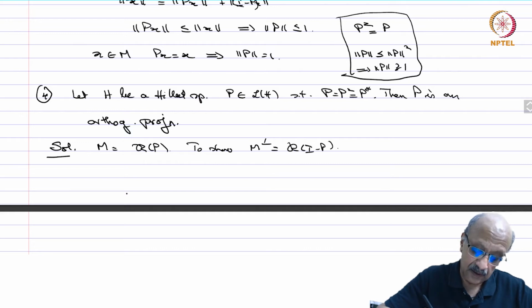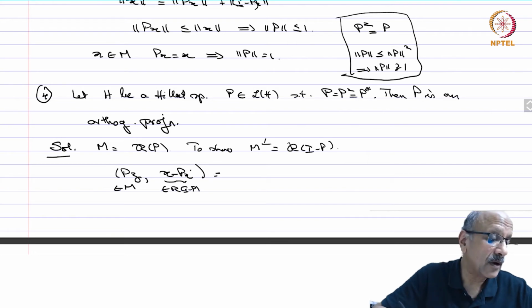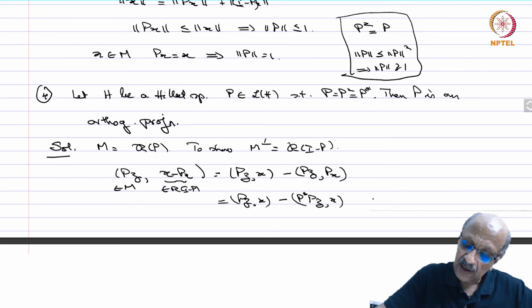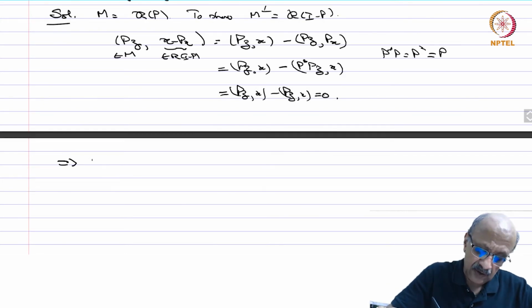Okay, so let us take Pz, which is in M, so this belongs to M, and x minus Px. So this belongs to range of I minus P, and see what the inner product is. So this is equal to (Pz, x) minus (Pz, Px). So that's equal to (Pz, x) minus (P star Pz, x), and P star P is equal to P squared because P star equals P, and that's equal to P again. So that's equal to (Pz, x) minus (Pz, x), which is equal to 0. So this implies that range of I minus P is contained in M perp.